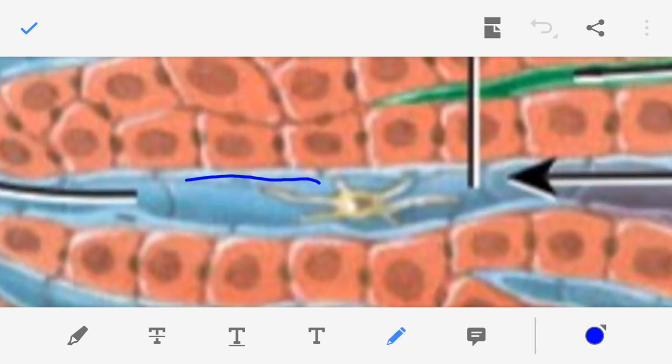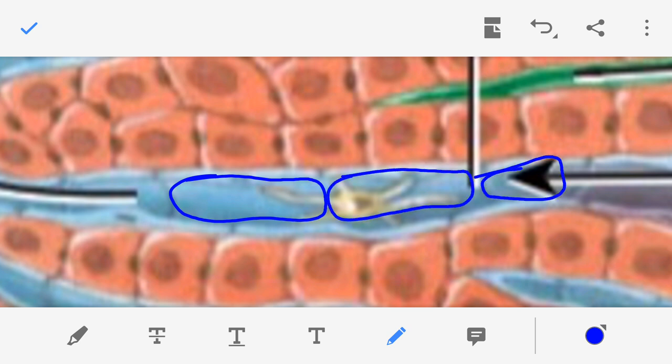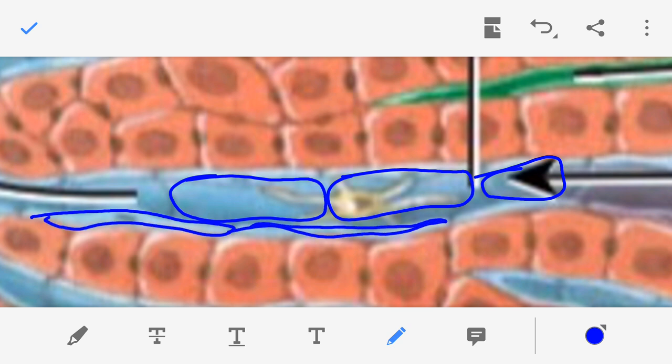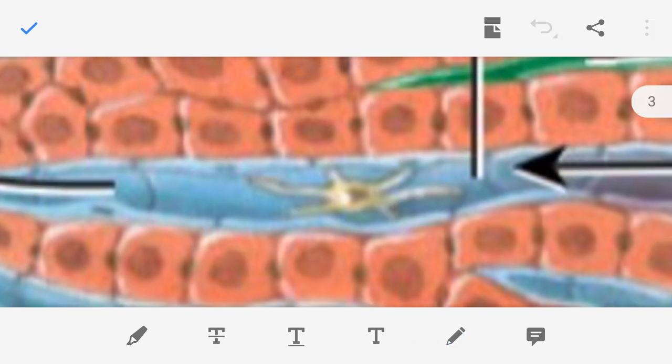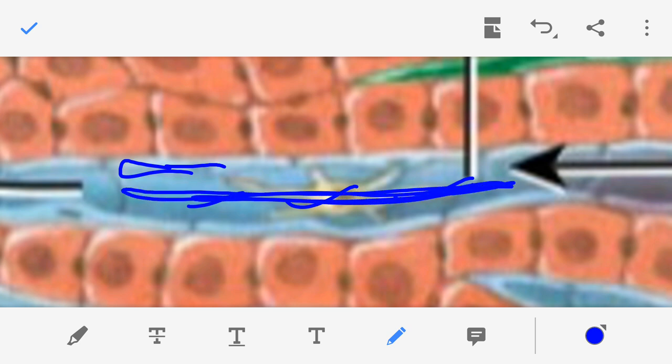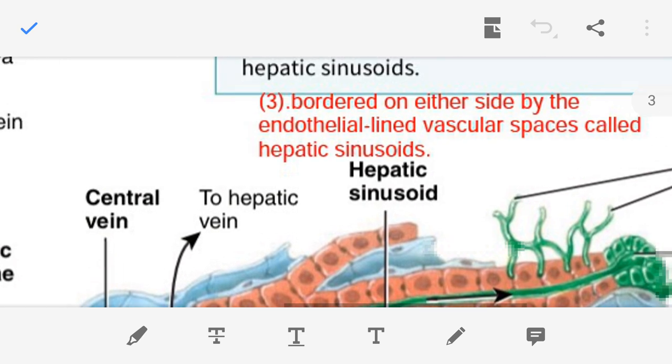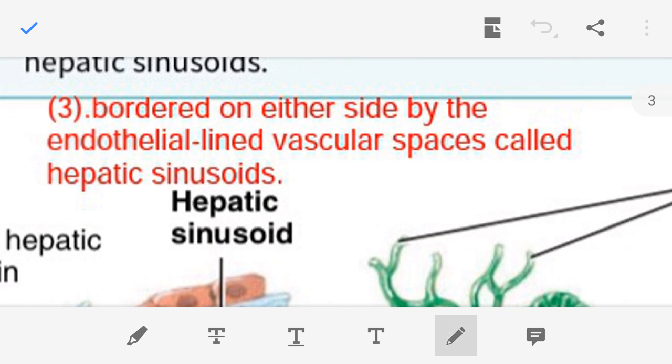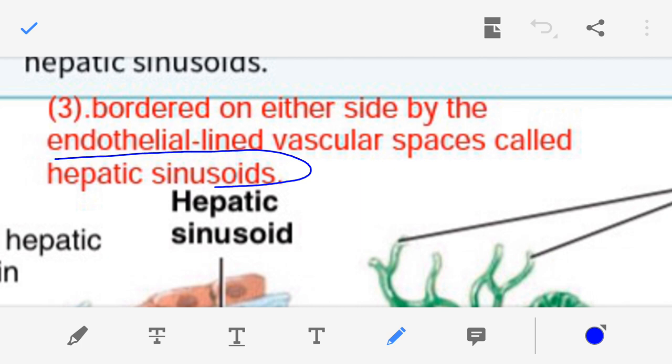So I am showing you, this is the endothelial cell, this one is the endothelial cell, this one is the endothelial cell. In three dimensions, you have to imagine how they are arranged, so only the border we are able to see. So this space which is surrounded by these endothelial cells, this vascular space, is known as the hepatic sinusoid.